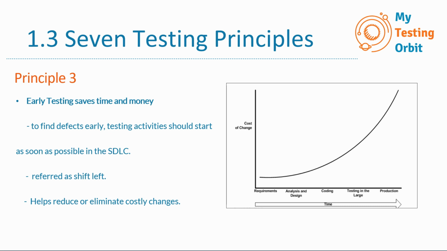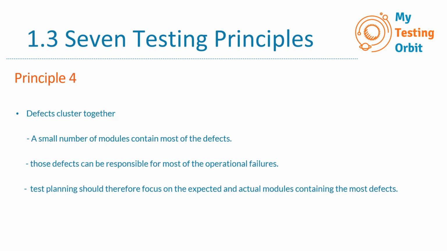So it's easier and less expensive to fix something right in the beginning, in the requirements phase, rather than once that software is in production. And this is the reason why testing should start early, as soon as possible. Principle number 4, defects cluster together.